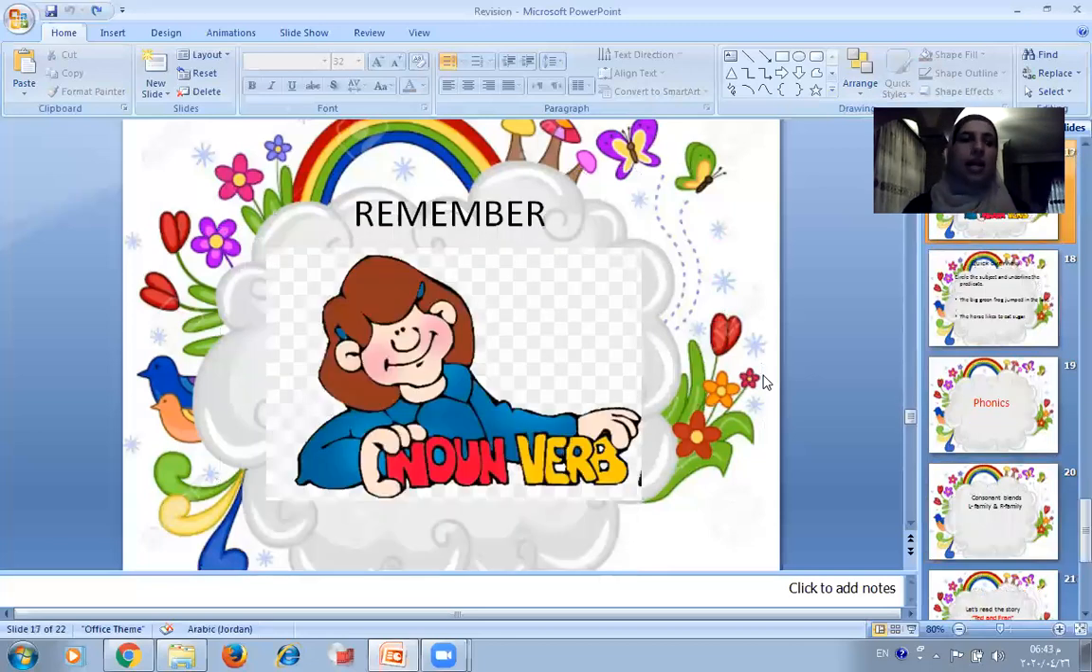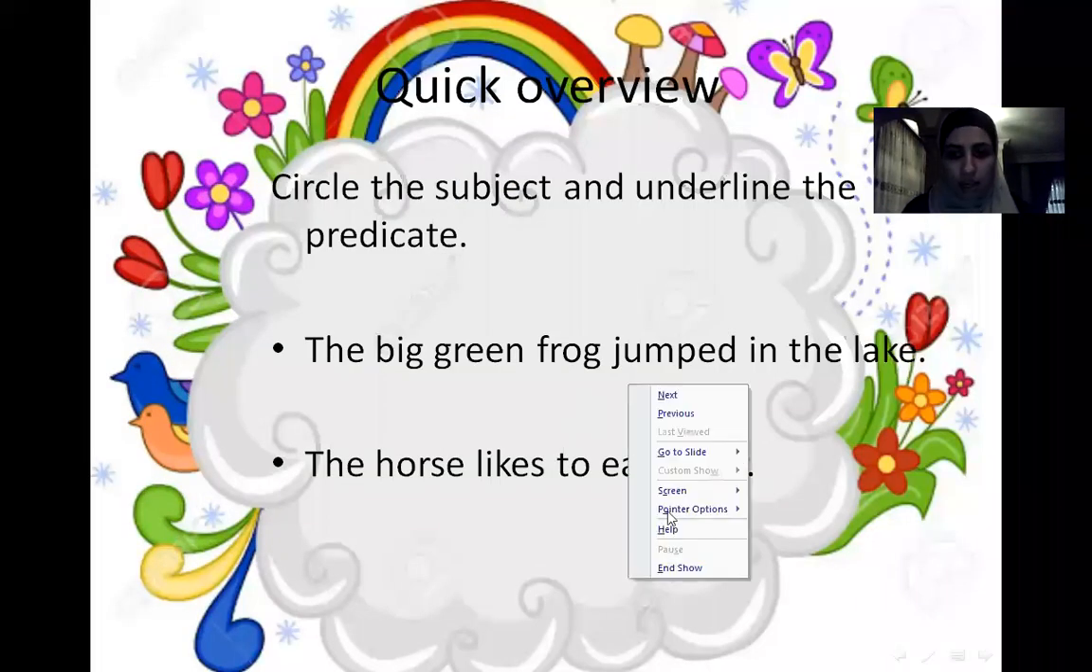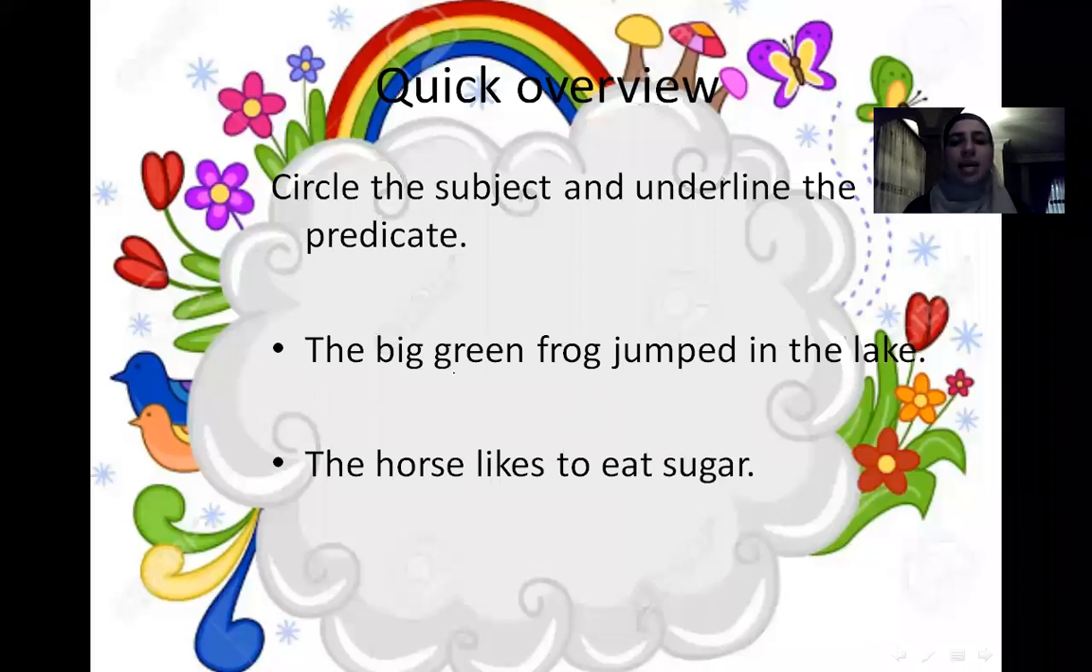Now, remember that the nouns come at the beginning as subjects, and then the verb comes as the predicate. And remember that the predicate is the verb and all the words after the verb. So, we are having here a quick overview. Okay, I want you to circle the subject and underline the predicate. So, let's try to have it like this. Okay, the big green frog jumped in the lake.